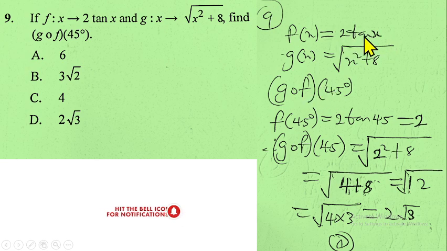That means you'll be having 2 times 45. So f of 45 is 2 times 45. Times 45 is 1. So 1 times 2 will give us 2. So that means f of 45 is 2.